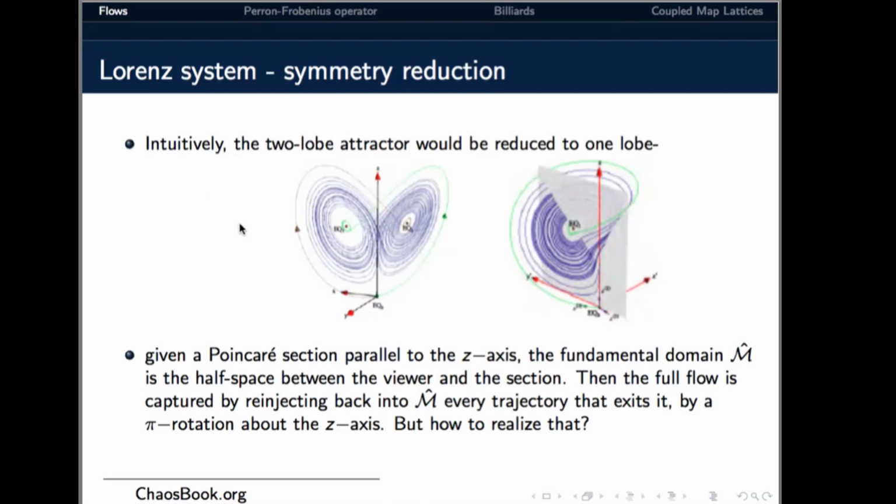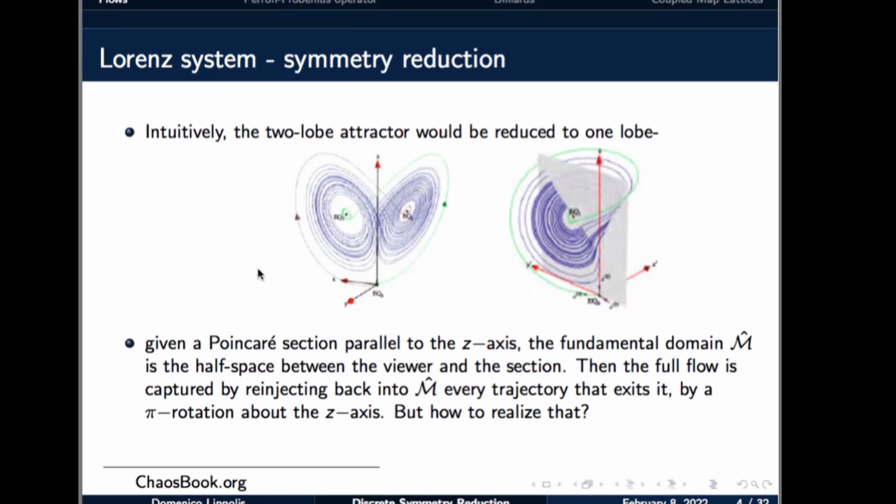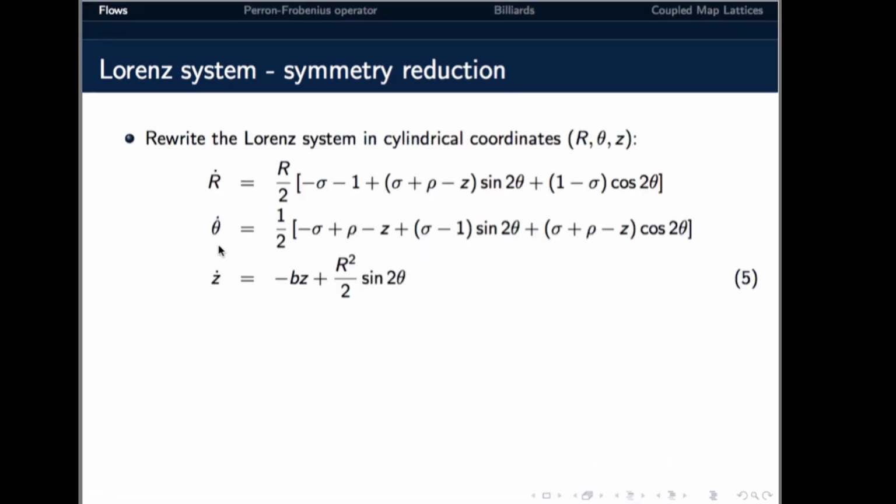But how to do that in practice? You can do it by hand. There is indeed a symmetry, a coordinate change that takes us to the fundamental domain. And in the case of the Lorenz flow and Lorenz attractor, we can find it. So how to find it?